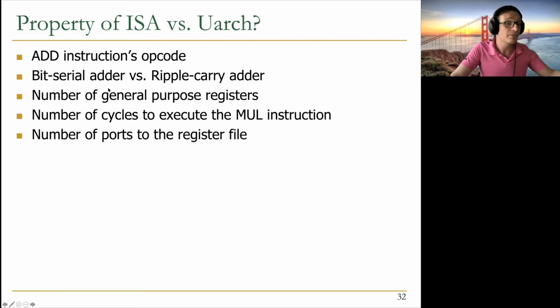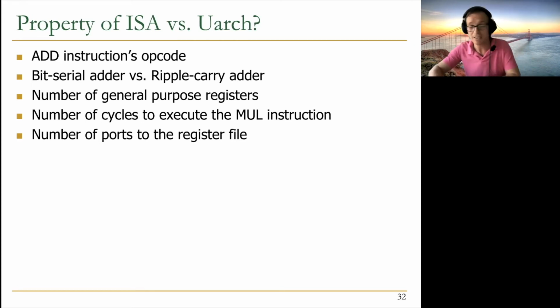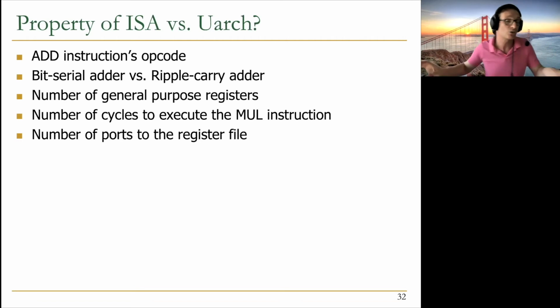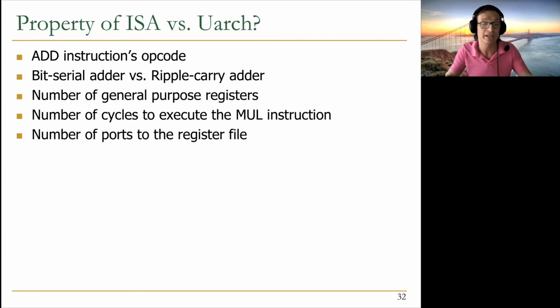The number of register operands for an instruction is a part of the ISA, because that tells you how many register operands you can have in a given instruction, for example. But ports to the register file, a completely different thing. A microarchitect can choose to have fewer ports. They can decide, for example, to use multiple clock cycles to access all the operands. So this is part of the microarchitecture.